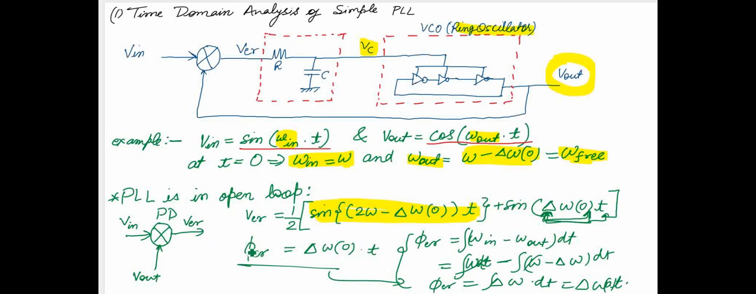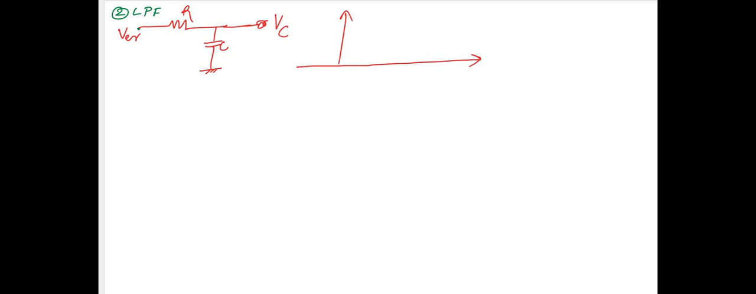So this is the V error and this is your phase error. So what about the low pass filter? Second is the low pass filter, which is made using R and C. This V error is fed to this RC low pass filter, and at output you are getting Vc. I'm drawing its frequency spectrum diagram. This V error will come. We saw already there are two components. One is at 2 omega and one is at del omega 0. Sorry, let me remove this.